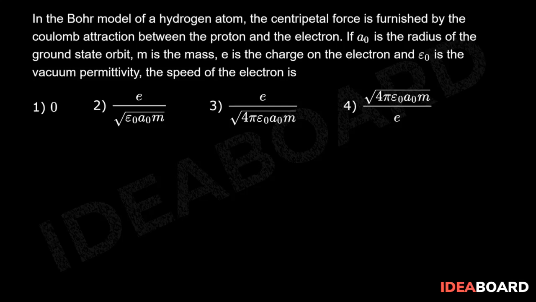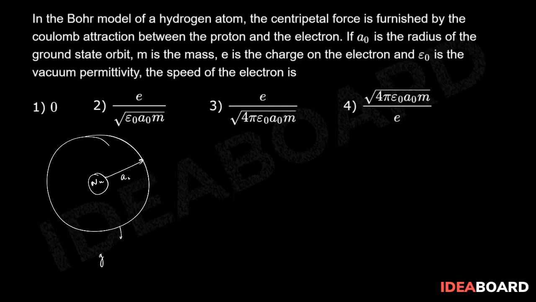Now here we have a question related to Bohr postulations. Let me draw the diagram. Suppose that this is a Bohr radius, this is a nucleus, okay. So this is the nucleus. They have given A0 is the radius in the ground state. So ground state means I am taking this as ground state. So this will be A0.